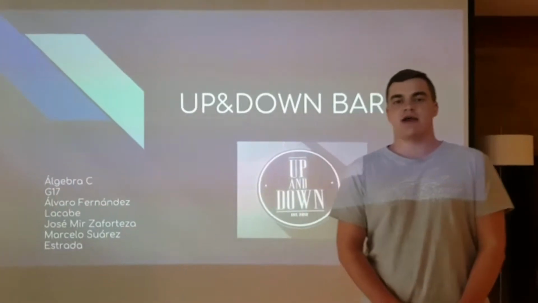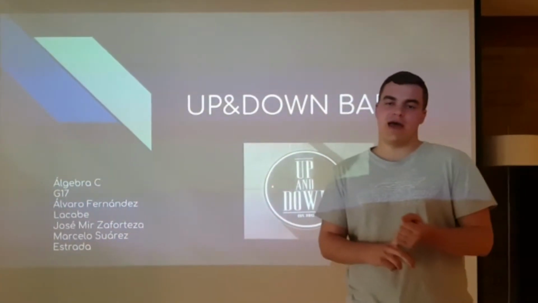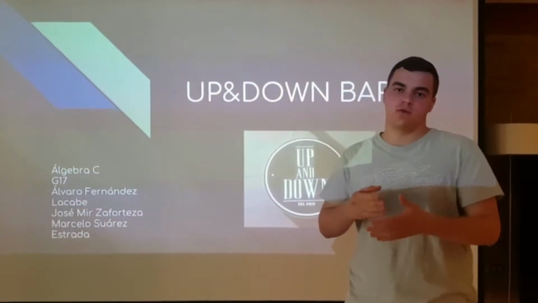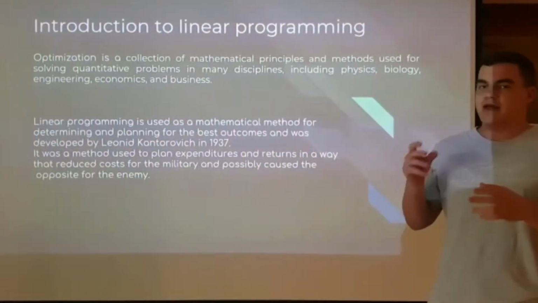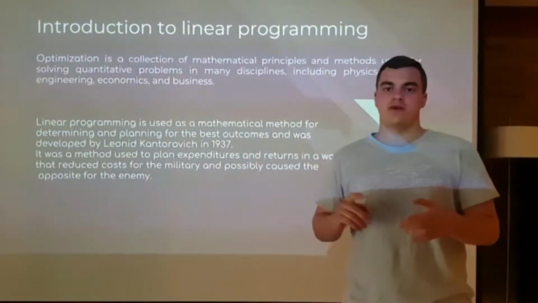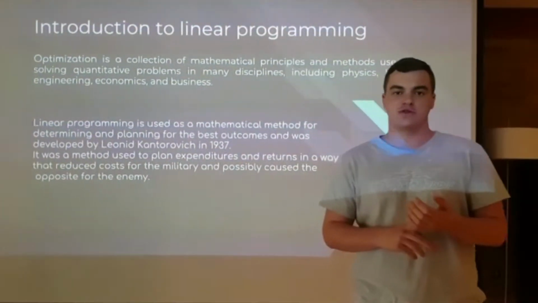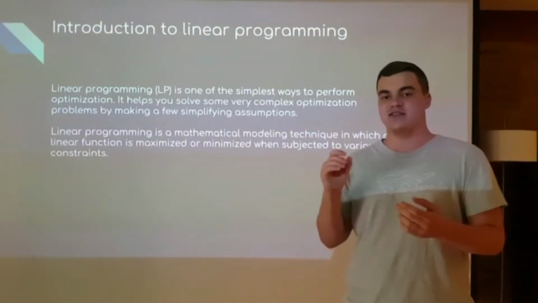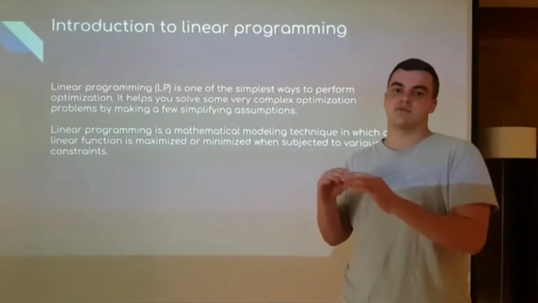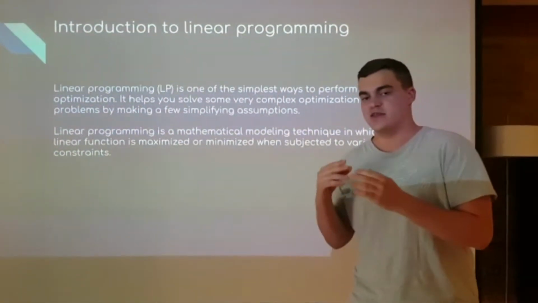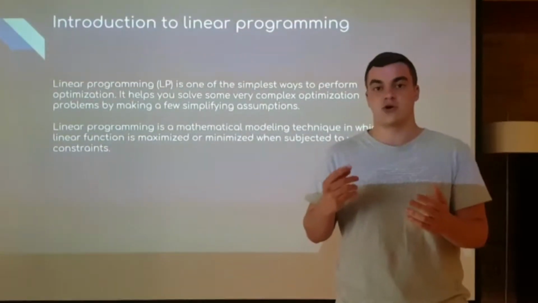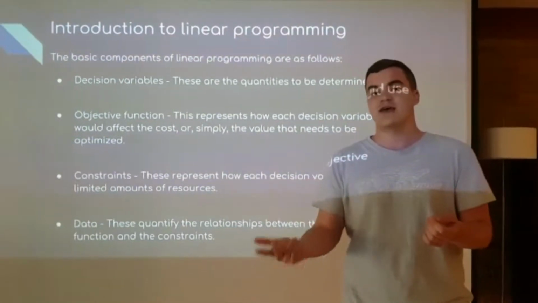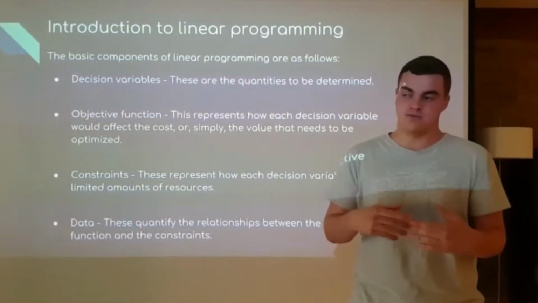Today we'll be looking at a linear programming problem, and first of all, before we dig into the problem, we need to know what this is. A brief explanation about linear programming would be that it's a mathematical method that we use to find the maximum or the minimum in a linear function. Then this function should be subject to some constraints. And the basic components of linear programming are the decision variables, the objective function, the constraints, and the data that we need to solve the problem.